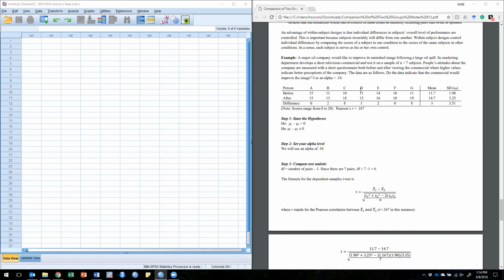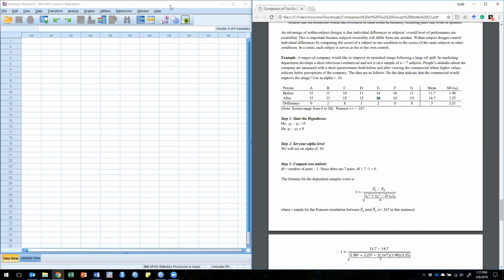So here are our data. Person A had an opinion of the company, a score of 15 out of 20. Then after watching the commercial, perceptions were still the same. Person D had perceived the company with a score of 14. After viewing the commercial, their perceptions increased by 2.